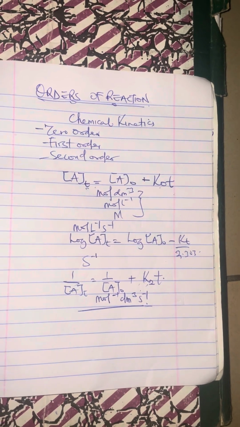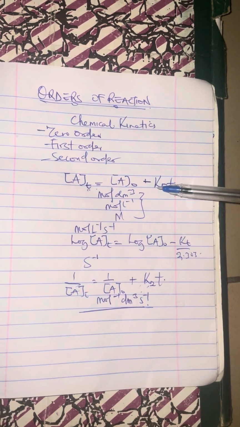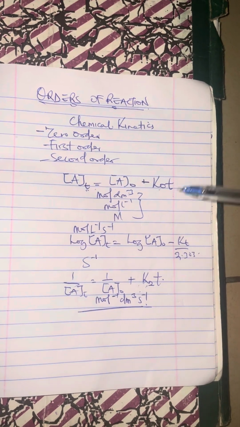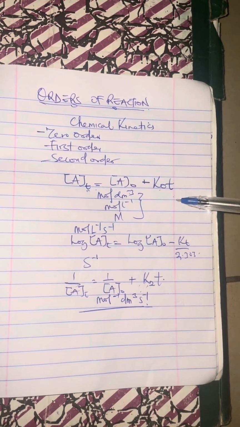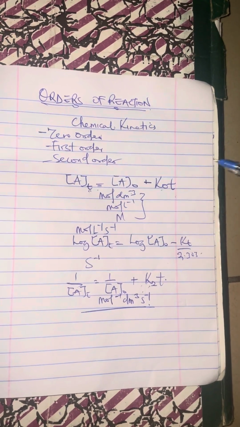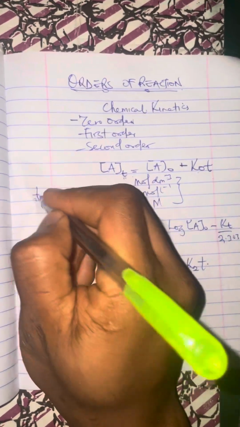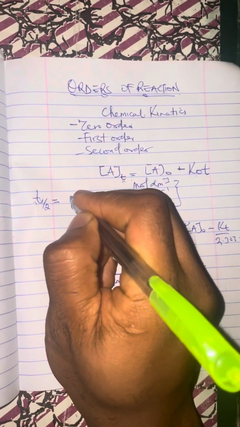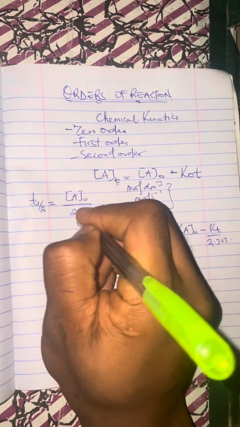Now, there's what we call half-life. Half-life is the time taken for the concentration of the reactants to be reduced to half its initial value. So the time that it will take the concentration to be reduced is what we call half-life, and it's measured in seconds. Now, for a zero order reaction, the half-life, denoted t1/2, is equal to your initial concentration all over 2k.